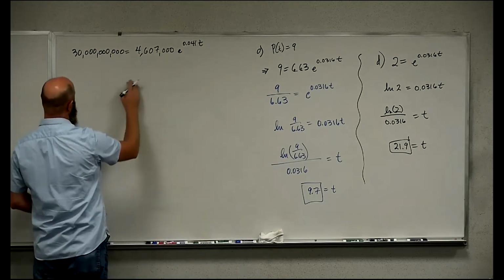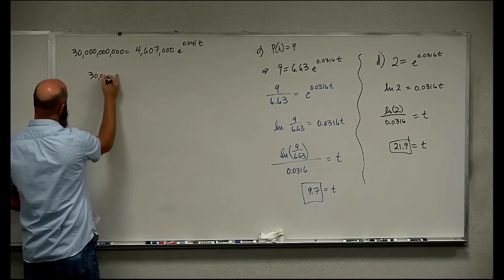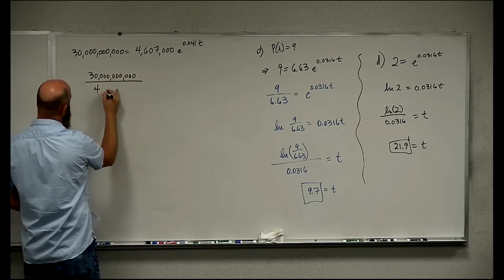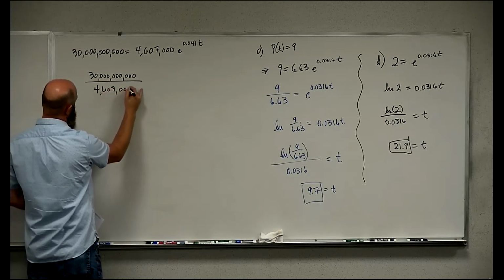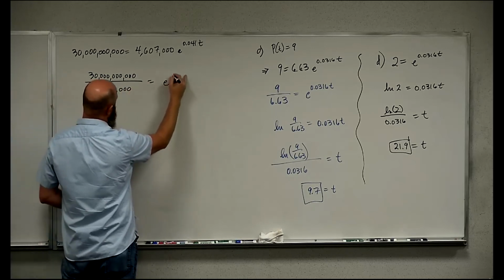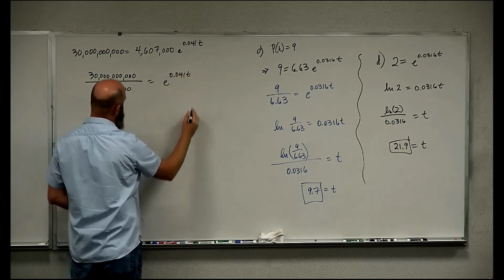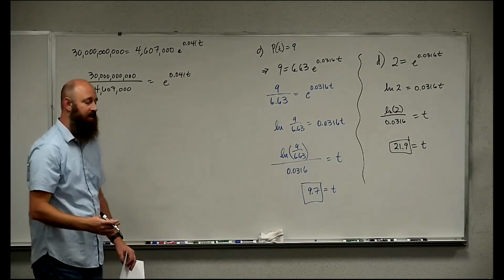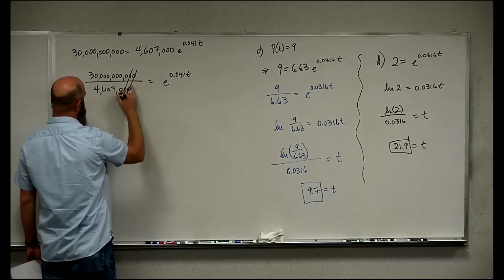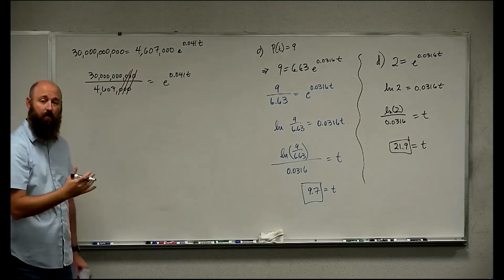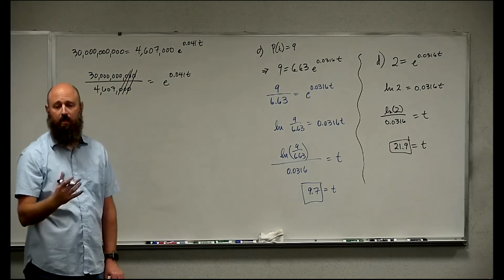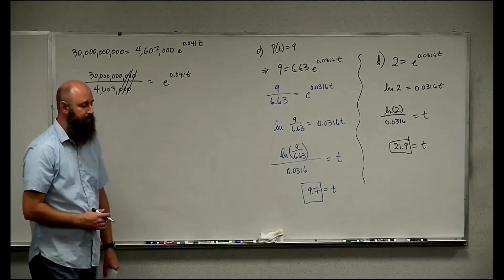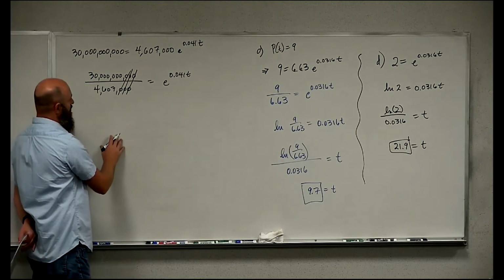So the first thing is we need to divide. So we have 30 billion divided by 4,607,000 equals e to the 0.041 t. Now I will make my problem a little bit simpler. Anytime that we have division and there are zeros at the end, I'm going to mark out the zeros that match up there. So I was able to get rid of 3 zeros just by doing that simple reduction. Essentially divided everything by 1,000 on those. Okay, and so that's going to make my life easier.